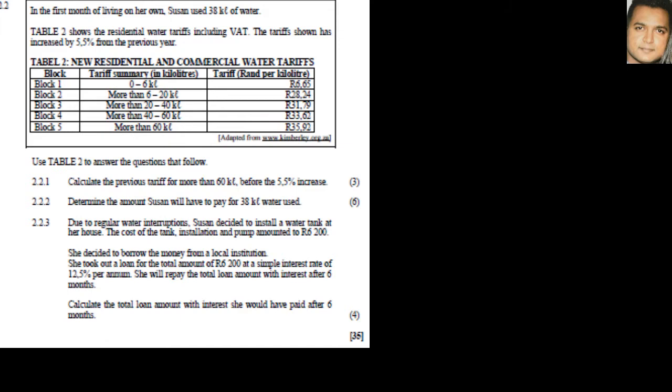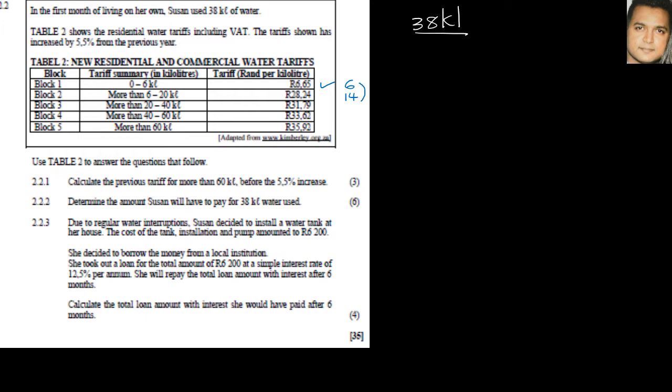Okay, determine the amount Susan will have to pay for the 38 kiloliters of water. So we need to keep in mind that we are only going as far as 38 kiloliters. So we're going to use the table and the tariffs one by one as we reach them. If you look at it from 0 to 6, we'll use 6 there. Let's write it out. From 6 to 20, we'll use 14 over there. So we keep adding. If we add these two up, we've only used 20.